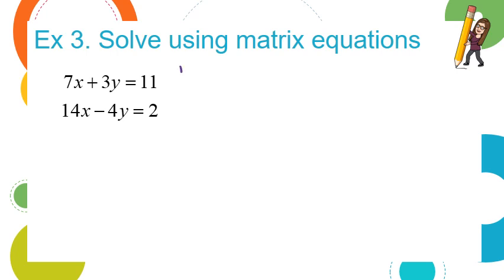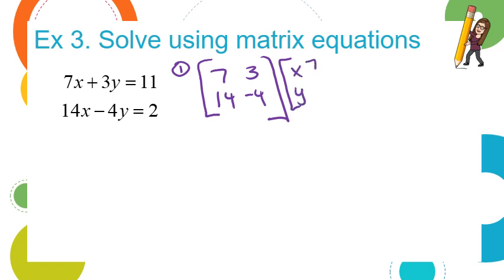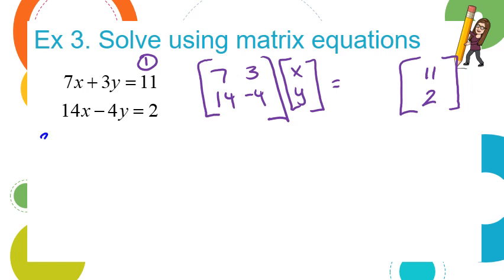All right, so my first step is to identify my matrices. Coefficient matrix, variable matrix, and I'm going to leave a space here, our solution matrix. And I'm going to leave some space there because I actually want to write to the left of that for my next step. All right, step 2 is to find my inverse.